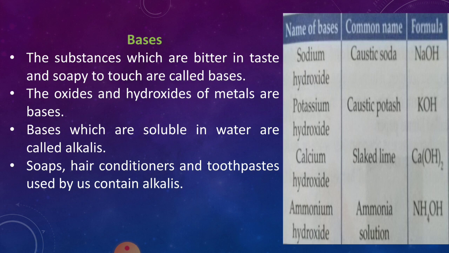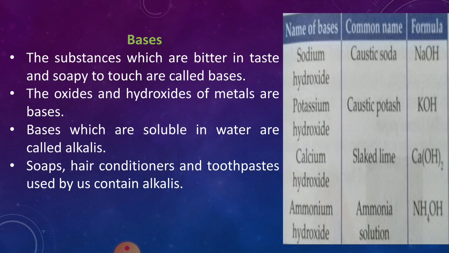See, some examples are given for bases. Sodium hydroxide is a base. Its common name is caustic soda, and its formula is NaOH. Potassium hydroxide, or caustic potash, is the common name, and its formula is KOH. Then calcium hydroxide, commonly called slaked lime, and its formula is Ca(OH)2. Then ammonium hydroxide, called ammonia solution, or ammonia water, or aqua ammonia. Its formula is NH4OH.